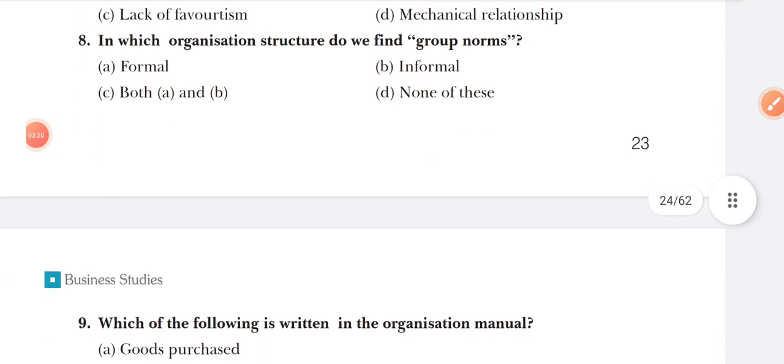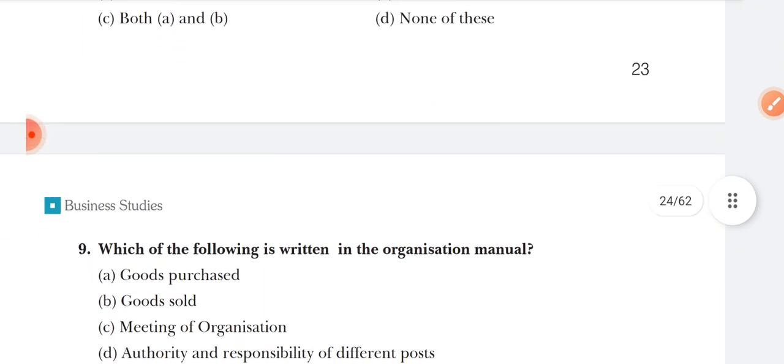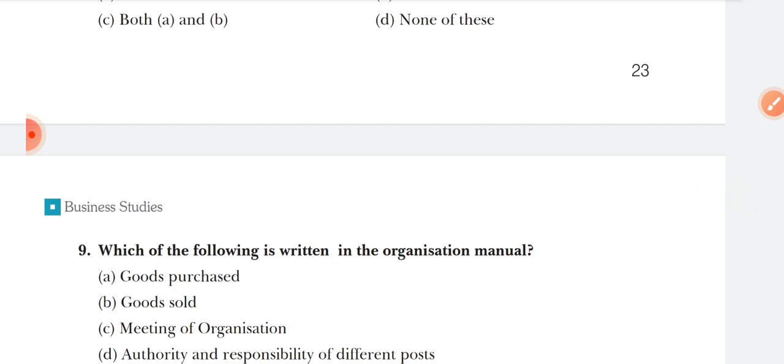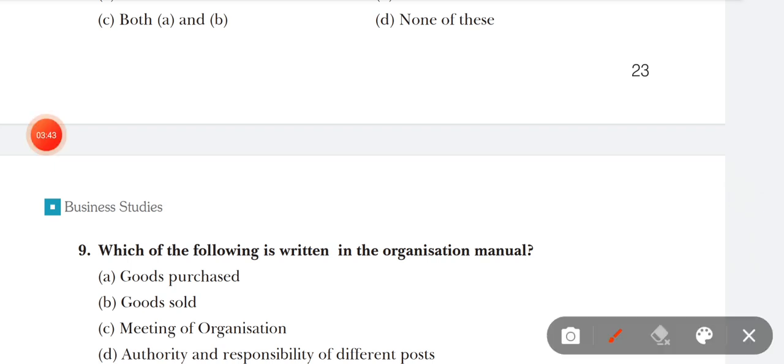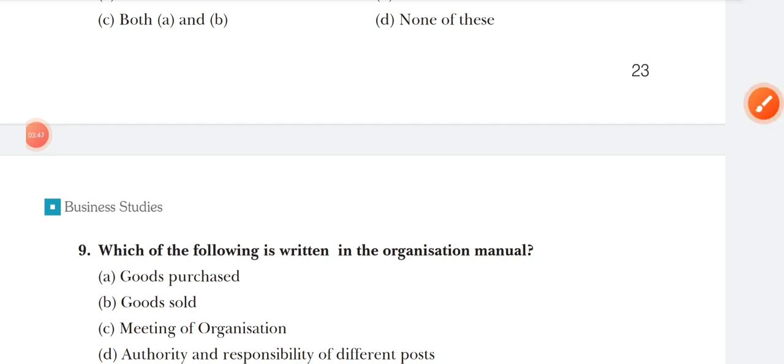Now question 9. Which of the following is written in the organization manual? A, goods purchased. B, goods sold. C, meeting of organization. Or D, authority and responsibility of different post. Now the correct option is option D, authority and responsibility of different post.